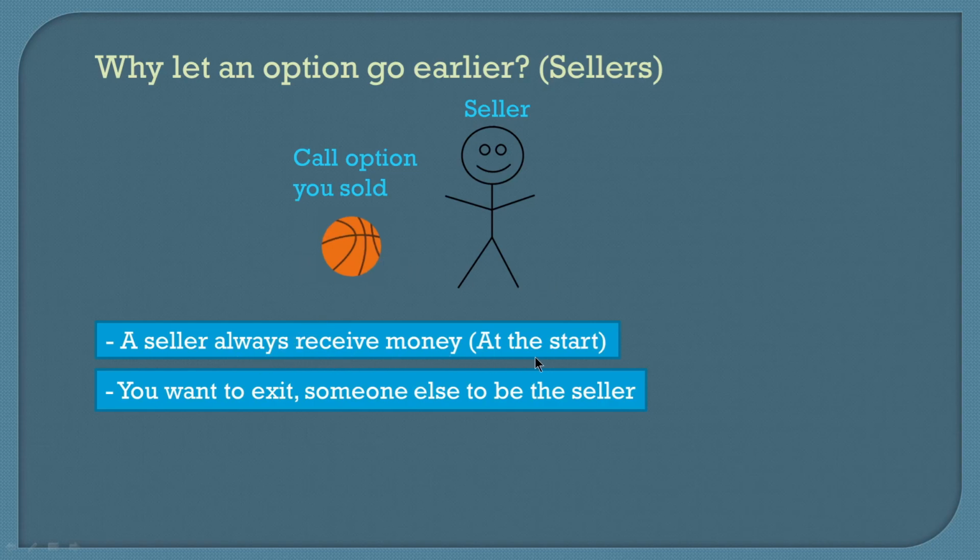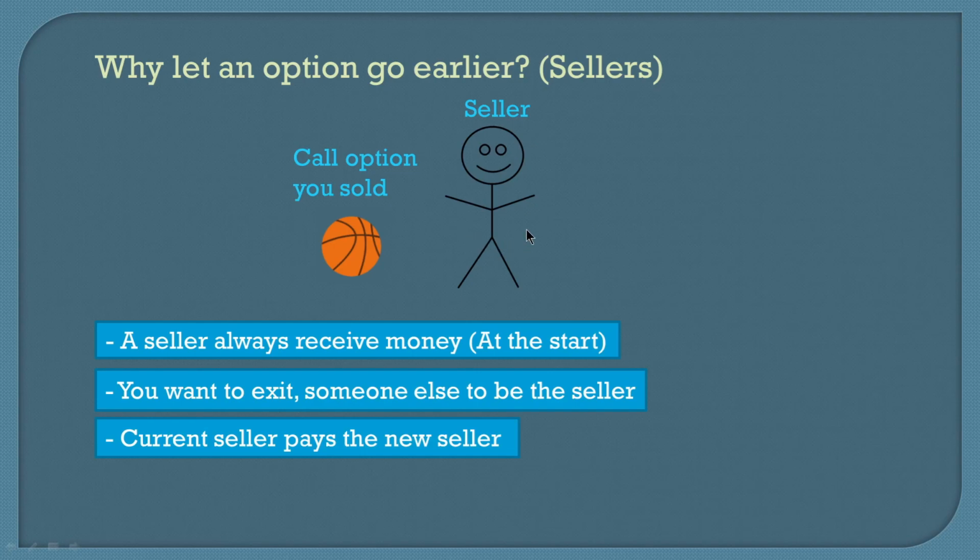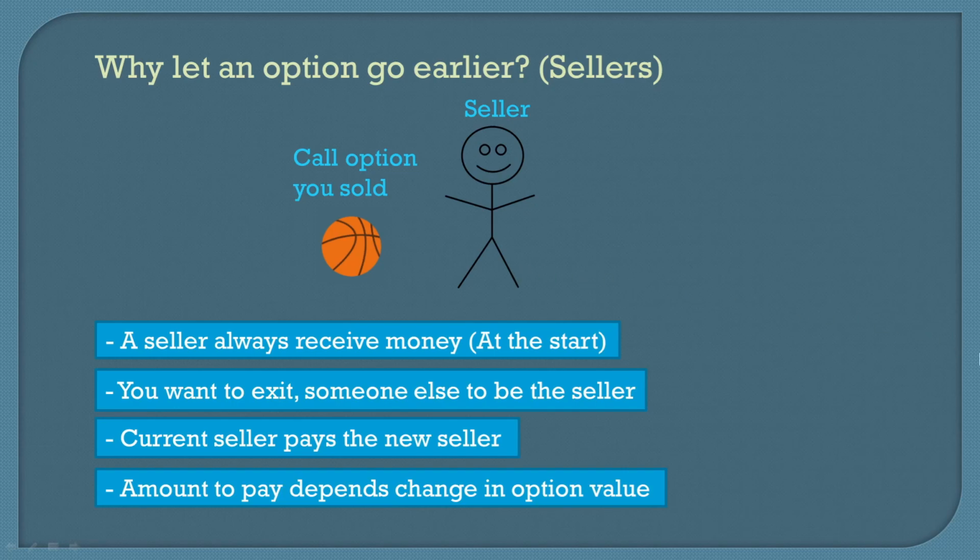Remember, everyone gets some money when they first become a seller. And the money will come from the current seller, you. So you will pay them to become the next seller. Now how much you pay will depend on the change in the value of the option you sold.